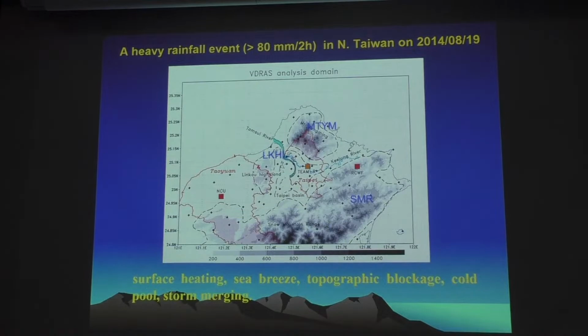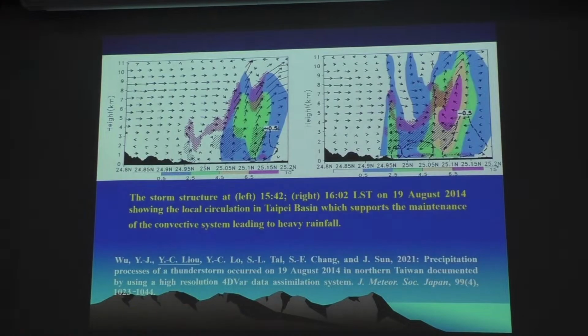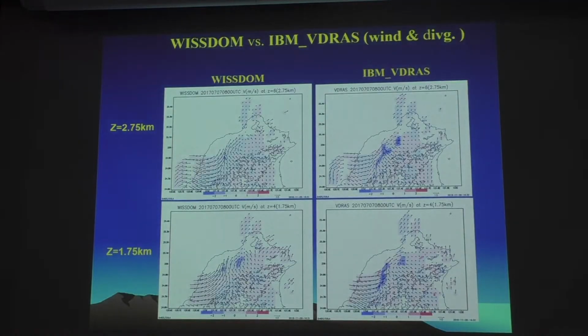I also used IBM VTRAS to study a heavy rainfall event in northern Taiwan back in 2014, and this case included surface heating, sea breeze, topographic blockage, and cold pool storm merging. And this is a storm structure in Taipei Basin showing the local circulation that can support the maintenance of the convective system leading to the rainfall. And this work was already published in 2021. And I also compared WISSDOM and IBM VTRAS. Okay, this is the wind field at 2 different heights. Fortunately, they are similar. Okay, otherwise I will be in trouble.